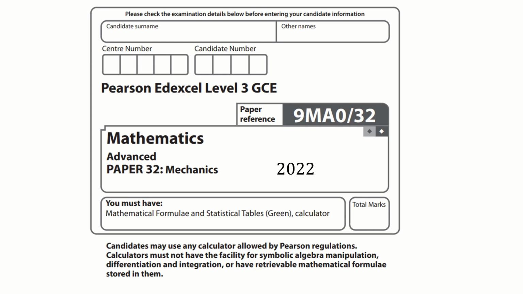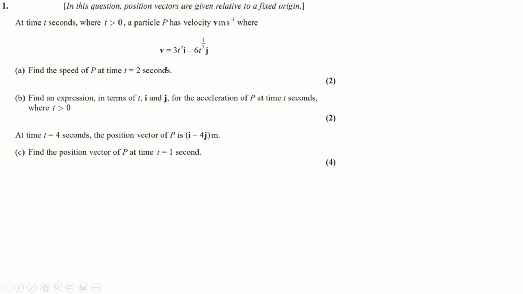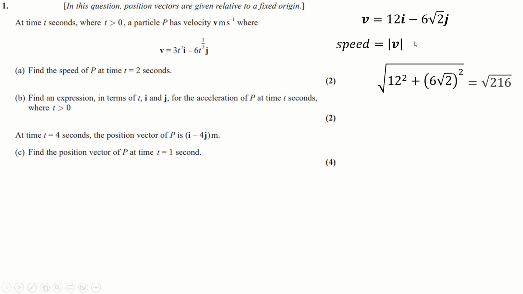So this is the mechanics paper from 2022. First question's about variable displacement, acceleration, velocity, and that kind of thing. Just put in t as 2 for this question, nice and straightforward. Speed is the magnitude of this velocity, so we're going to work out the magnitude of this, which is root 12 squared plus this squared, and we'll get the answer.